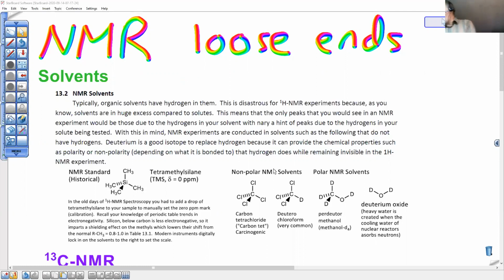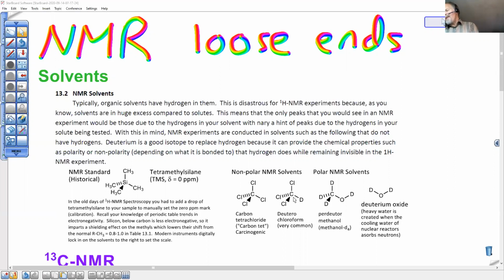So we have some popular NMR solvents over here. We have to have nonpolar and polar solvents because we have nonpolar and polar organic molecules that need to be dissolved. Carbon tetrachloride is very nice as a nonpolar solvent, but it's very nasty as a chemical. We have to treat it with ultra caution. It is a known carcinogen, so we want to avoid it if we can.